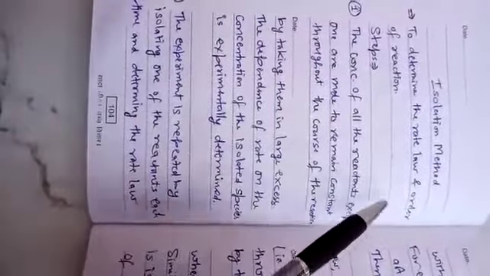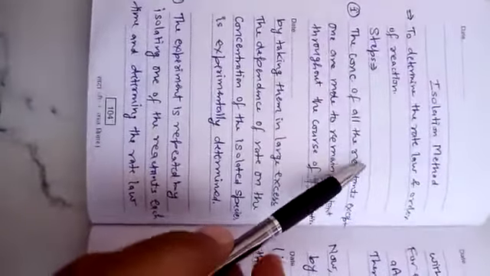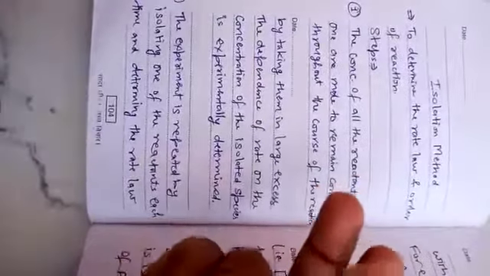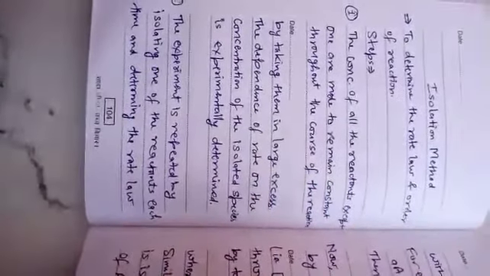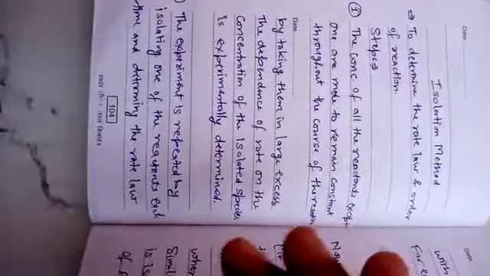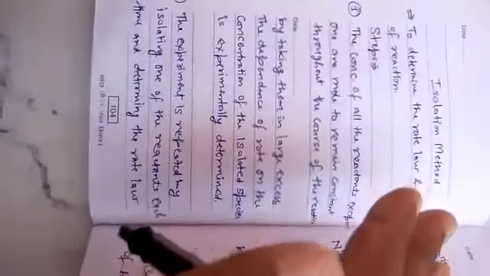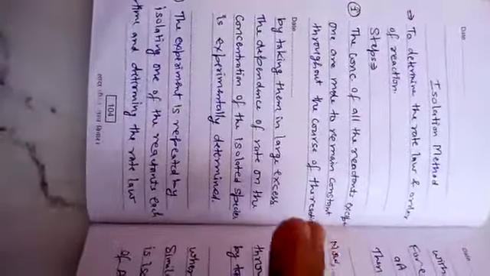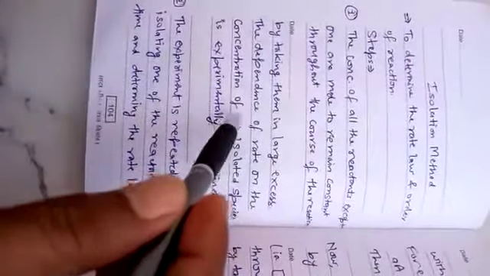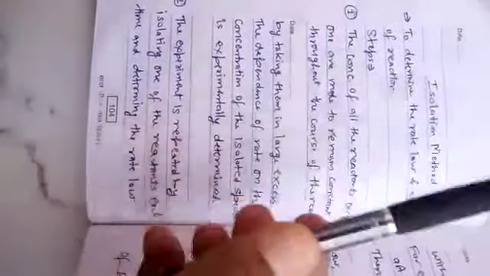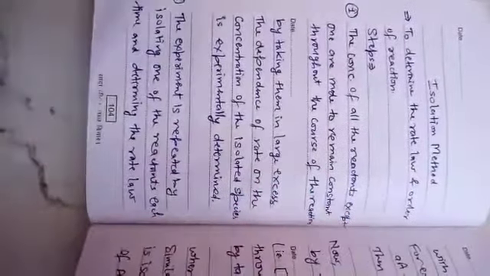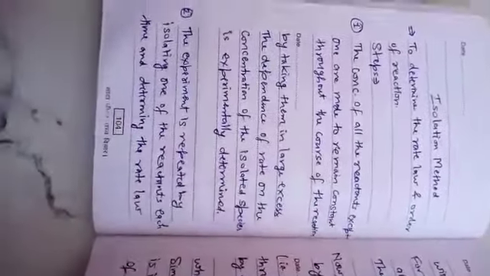Means, in an experiment, we have to take the concentration of all the reactants except one in a large excess so that those reactants will remain constant during the course of the reaction, and in this way we can determine the concentration of the one reactant which is not taken in large excess.